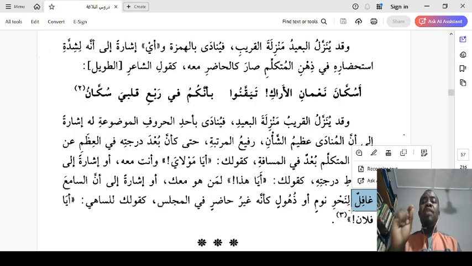Also, you use the adawatul nida lil ba'id for somebody that is close because of the person's unconsciousness, because of the person's lack of attention. So you are sitting with somebody, the person is dozing off. Ya Muhammad, Ya Redwan, Ya. Because the person is dozing off, you consider the person to be far from reality, and so you use the adawatu nida lil ba'id for the person.